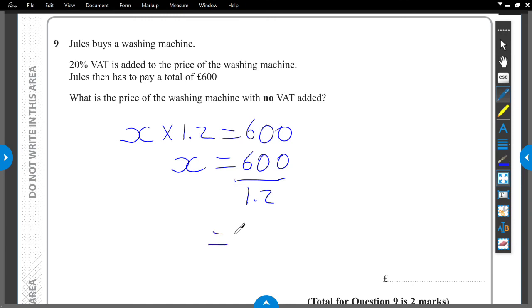Now, if you weren't too sure how many times you should be dividing or timesing by 10, just use a little common sense here. We're dividing by about 1, so it's not going to go down an awful lot. It can't be 50. It can't be 5,000. That's just going to be increasing. So it has to be 500.